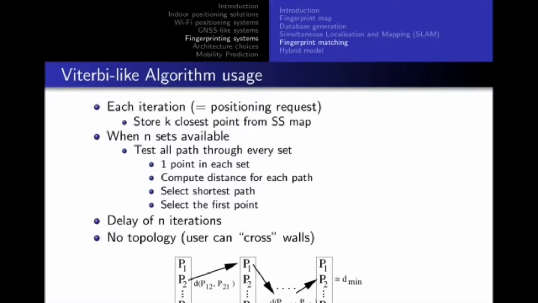In the basic algorithm, there is no topology, so the user can be considered as crossing walls, we can say. So this could be improved.